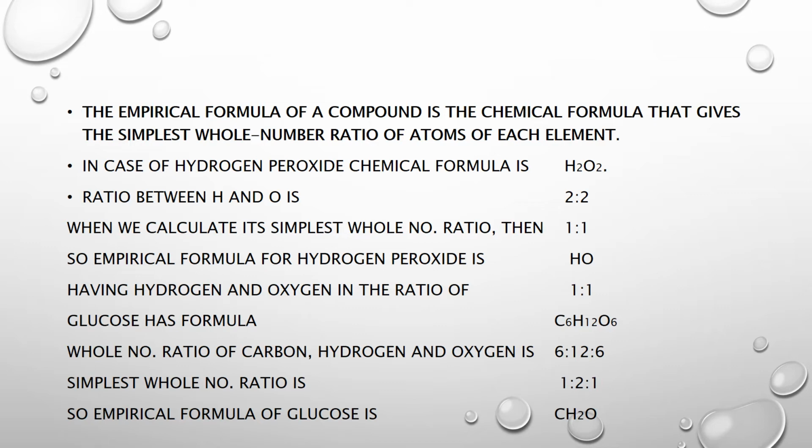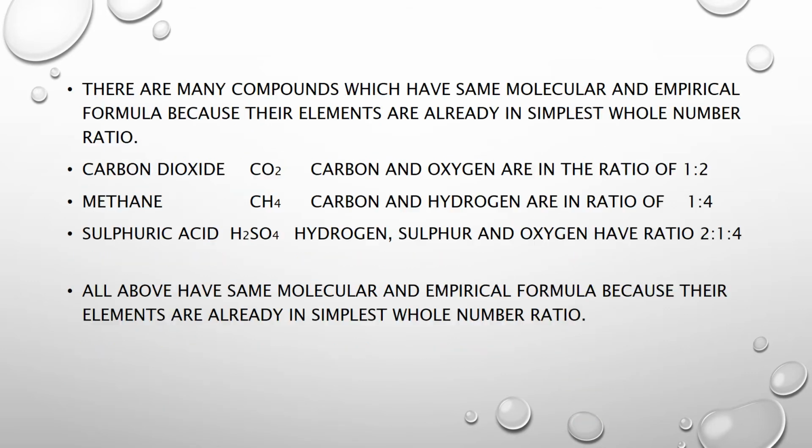In the same way, glucose has the molecular formula C6H12O6. In this, the ratio of carbon, hydrogen and oxygen is 6:12:6. So we simplify it to get the empirical formula, and after simplification we get the ratio of carbon, hydrogen and oxygen as 1:2:1. 1 atom of carbon, 2 atoms of hydrogen and 1 atom of oxygen. So the empirical formula of glucose will be CH2O.